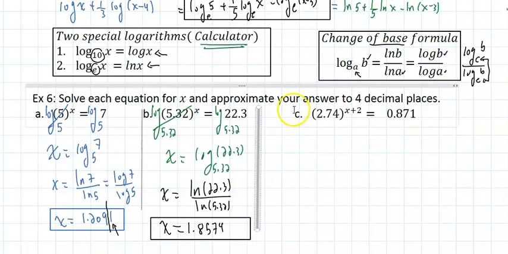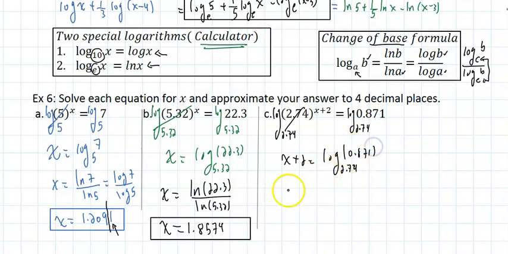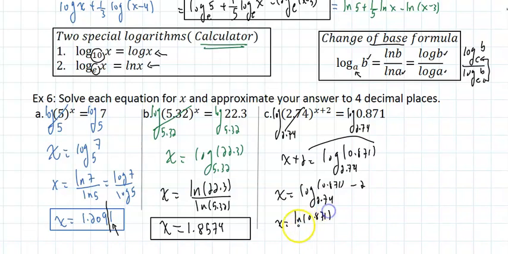And if I look at the last example I have, I would log both sides. Again, the base should be 2.74, and that would mean x plus 2 equals log base 2.74 of 0.871. And to get x, I would have to solve, and that's not a problem. Just subtract 2 from both sides, and my x will equal natural log of 0.871. Again, you could use any base that you want.